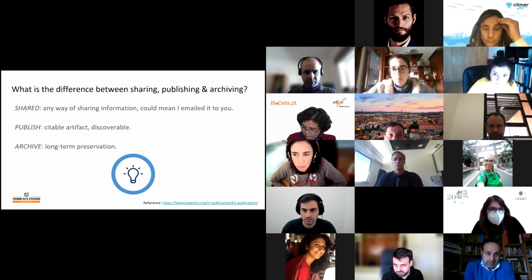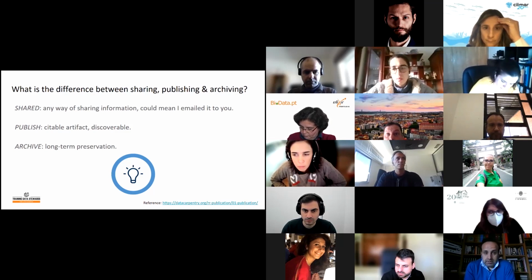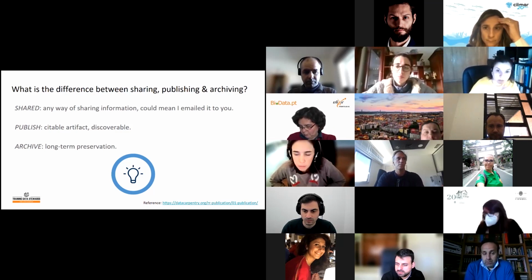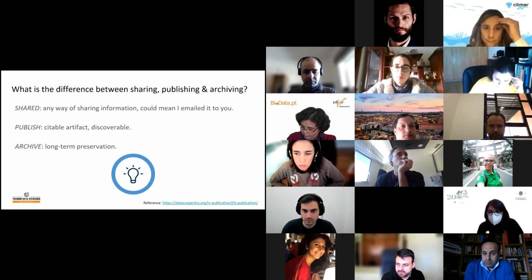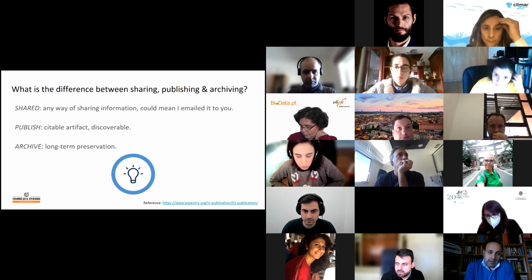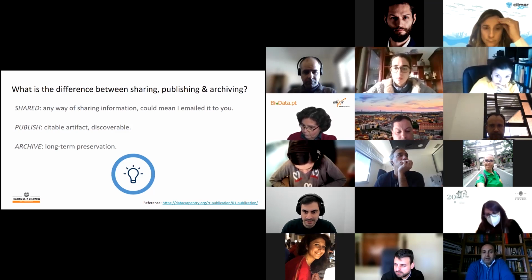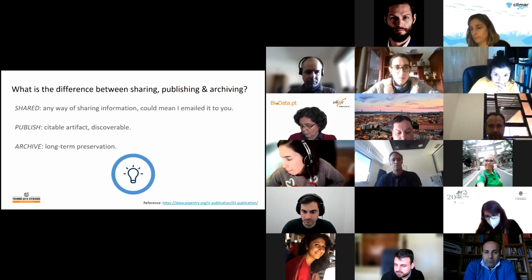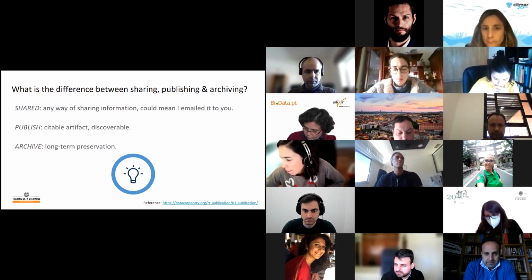Publish is different. It is making it clearly discoverable by the world. It is making the data citable, and we can even publish data with restrictions, with specific terms of use, with some attached access rights. That doesn't mean that they are completely CC0 and full open license.